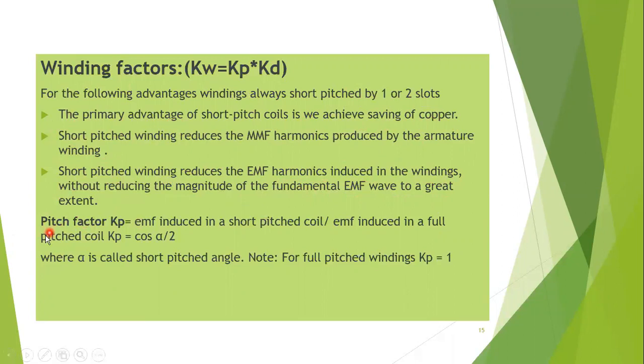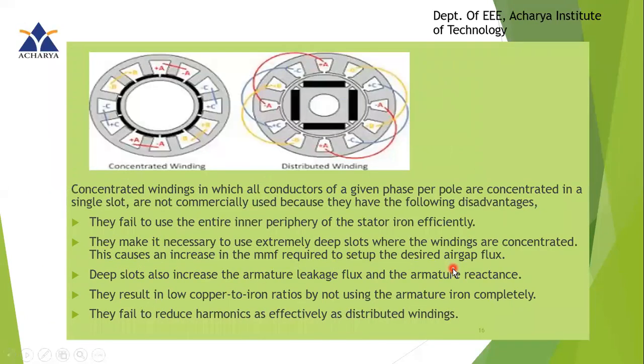So let us understand what the pitch factor is. The pitch factor Kp is defined as the EMF induced in a short pitch coil to the EMF induced in a full pitch coil, which is nothing but cos(alpha/2), where alpha is the short pitch angle. For all full pitch windings, we take the pitch factor Kp as equal to 1. So that was the full pitch and short pitch winding.